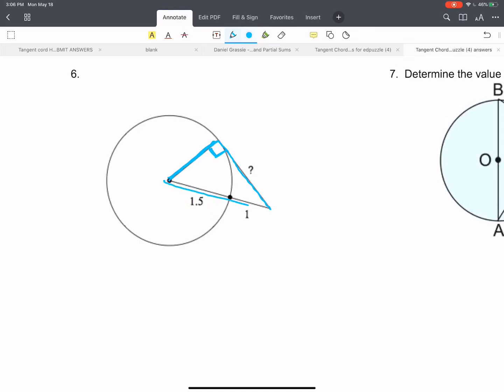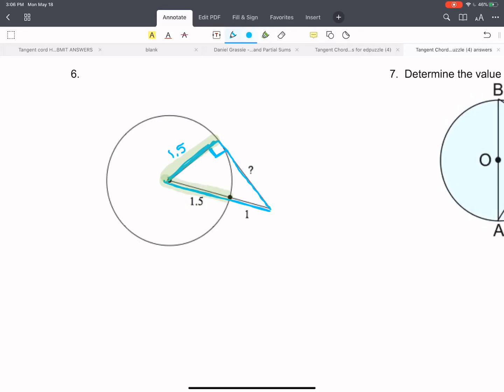So here's, oh, I see. What would this side be? Well, I'm going to mark it right here. So ask yourself, what must this side have to be? That's right. It's 1.5 because the radius is the same for both. They are the radius. They are going to be the same length.